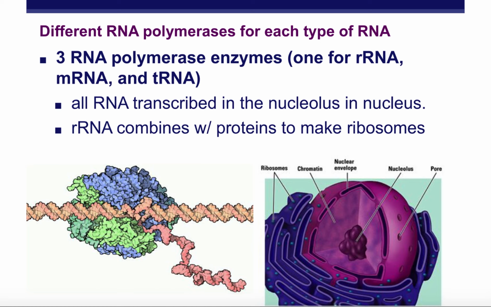However, I did want to also point out that this process of making the RNA, as well as modifying and any changes we make to RNA, is generally done in the nucleolus, which is a protected region inside the nucleus in eukaryotes. Okay?